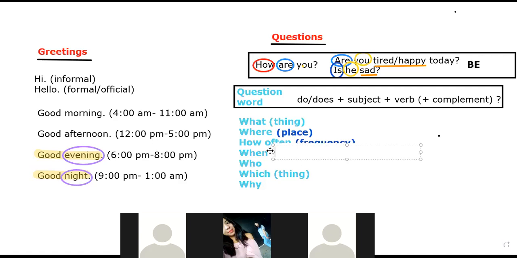Now, when. When do we use when? We use when for the time, okay? For example, when do we have class? We have class on Monday, Tuesday, Wednesday, and Thursday, 4 days a week, right? When do we start class? We start class at 8 o'clock. That is the time. Okay, is that clear? Yes. Good.